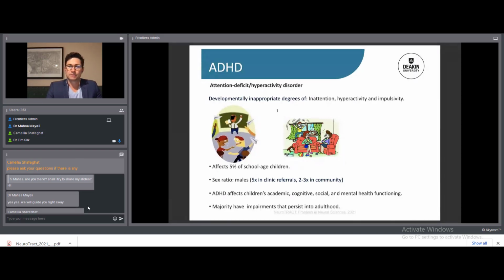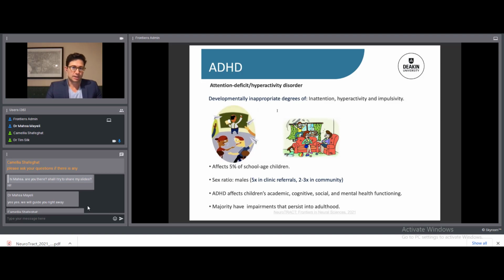But there is a bit of a difference in the sex ratio. If you're looking in clinically defined groups, it's up to about 5 times higher in males. But if you look representatively in a community, it is much smaller. It's 2 to 3 times higher in males. And what this really highlights is that a lot of females are either not referred to clinic or missed in those cases.